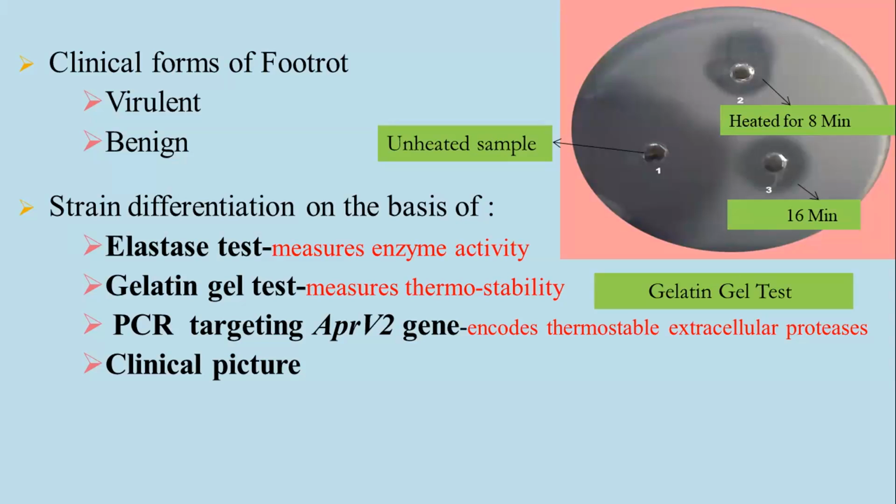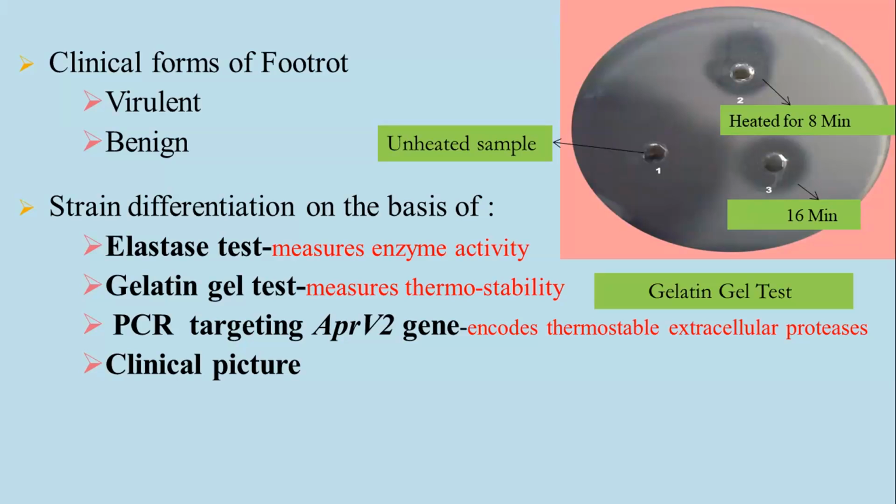This elastase test and gelatin test are correlated. Those strains that clear the elastin within 7 days also produce thermostable proteases. But the disadvantage with these two tests is that they are cumbersome and time consuming, and you have to first isolate the organism, which is very difficult. All the laboratories don't have the expertise to isolate this organism.